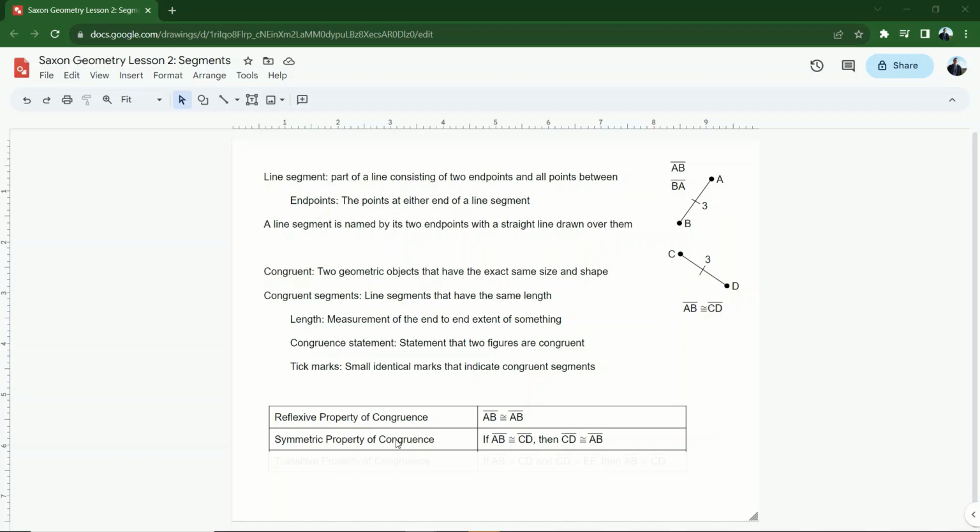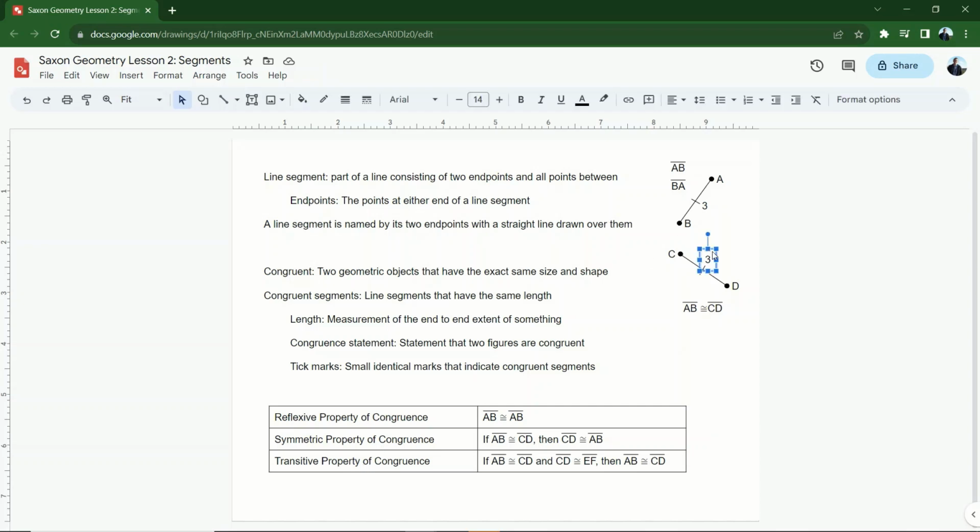So this is another one. It's pretty self-evident. Just know that this is the symmetric property of congruence. The last one is the most complicated, but not too difficult to understand. If AB is congruent to CD and CD is congruent to EF, wait a second. Let's just think what this means here.